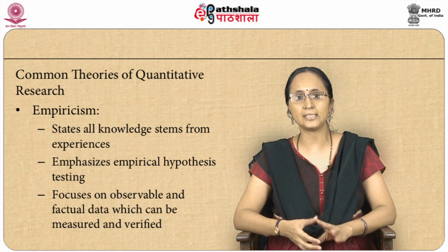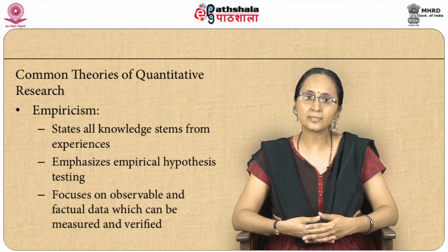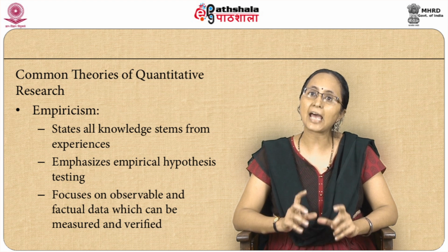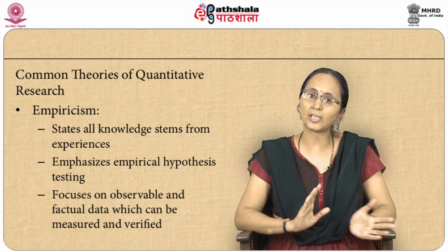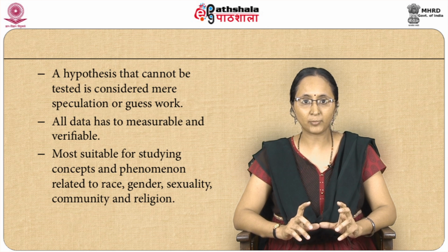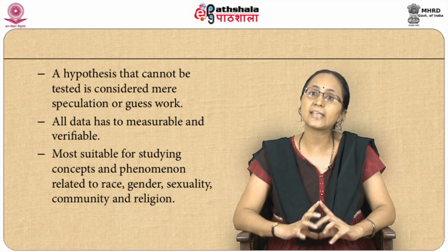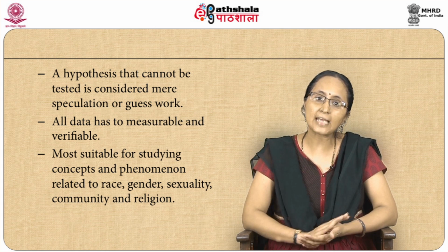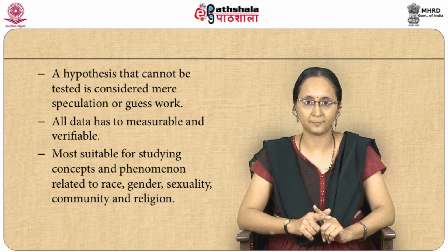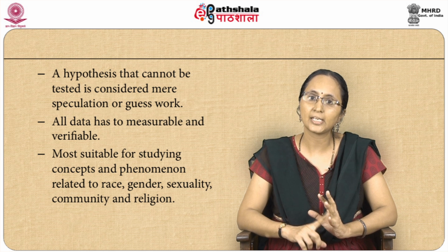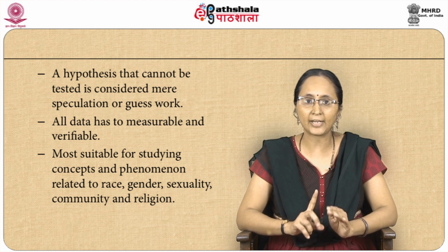In quantitative research, there are 3 commonly used theories. Okay, these are empiricism. Empiricism states that all knowledge stems from experience. It emphasizes empirical hypothesis testing. Okay, it focuses on observable and factual data which you can verify and measure. Here, a hypothesis that cannot be tested is only considered to be guesswork or speculation. So, you must be able to test your hypothesis. All the data that you collect must be measurable and verifiable. It is very suitable for studying concepts and phenomena related to race, gender, sexuality, community and religion.